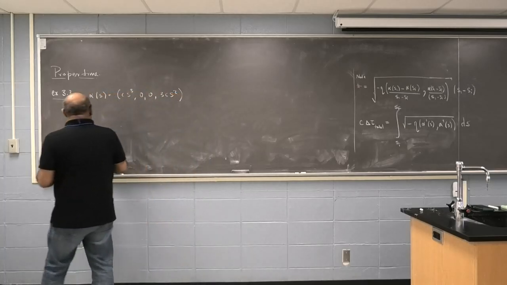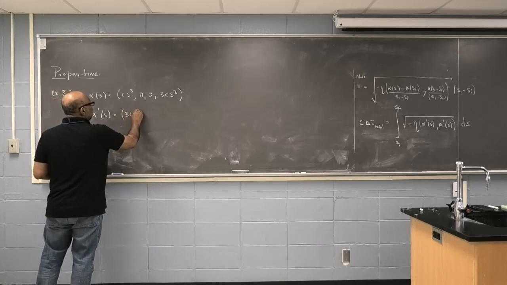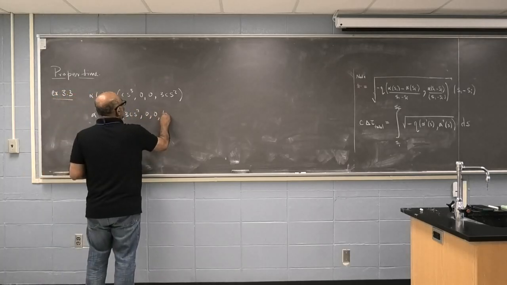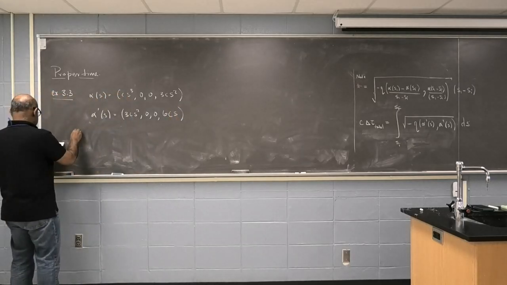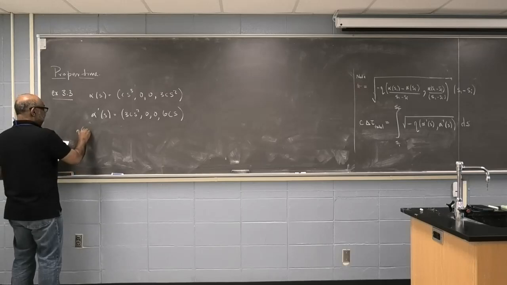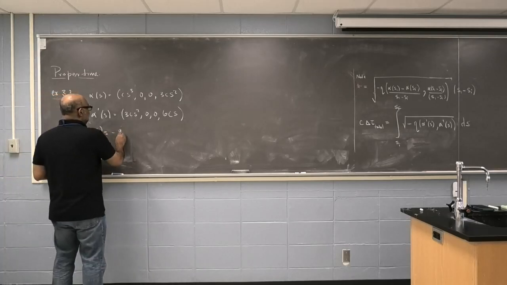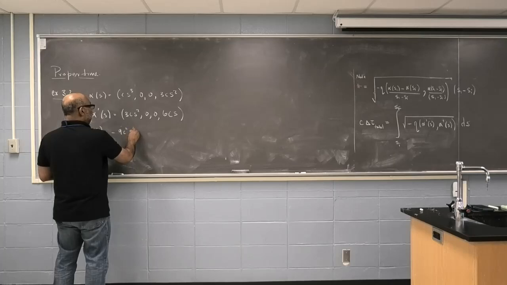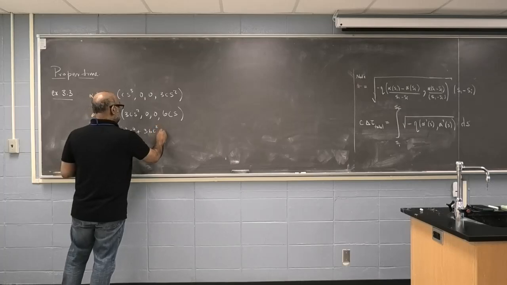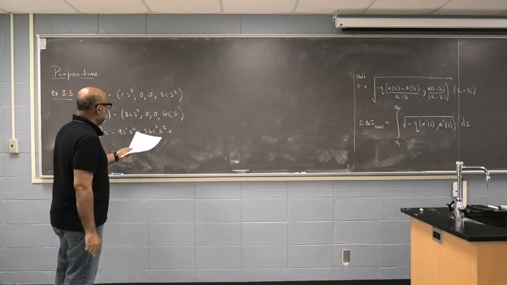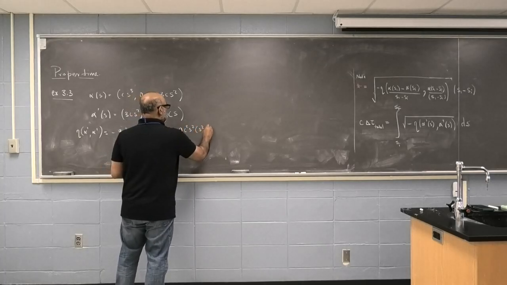So let's find out alpha prime of s. What is it? 3cs squared, 0, 0, 6cs. Okay, I notice I've written g, but it's supposed to be eta. Minus 9c squared s to the 4th plus 36c squared s squared, and I can very quickly simplify because it's right in front of me: 9c squared s squared minus 4.